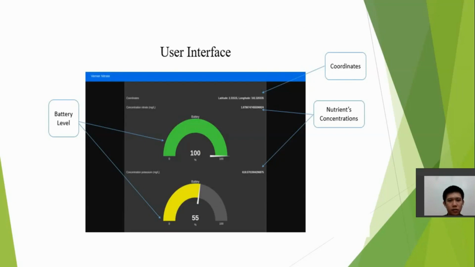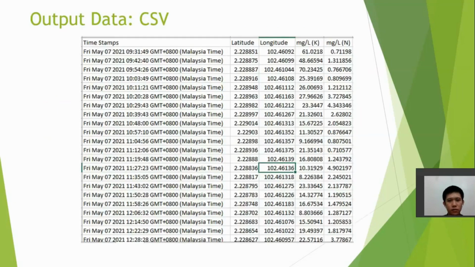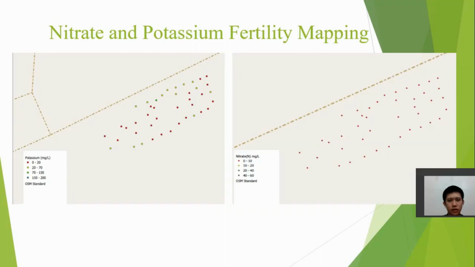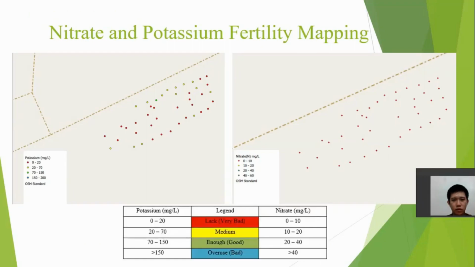The user interface of the system shows real-time monitoring of the soil nutrient concentration data, coordinate data, and the battery level of both ISE sensors. The output data is in CSV form, and the fertility map can be formed by using the CSV file. And we also added LEDs with 4 different colors to categorize the concentration level of the soil nutrient.